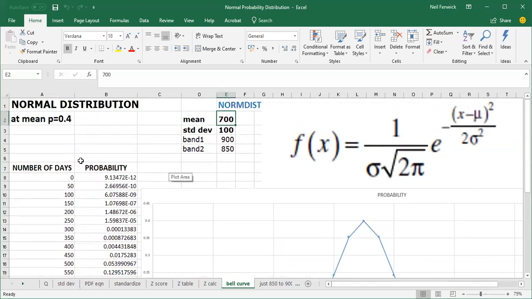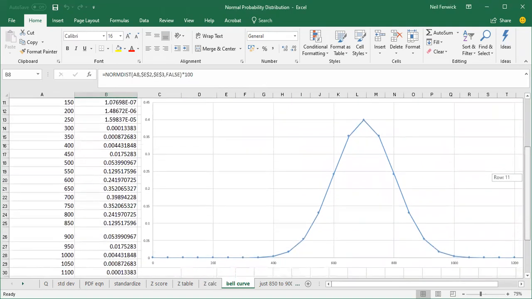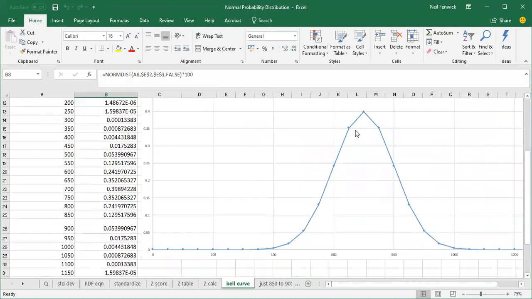What we have here, in the left-hand column, is the number of days, and we're going from 0 days, 50, 100. So we've got a resolution or a step change of 50 days. For each value of days, we're computing the probability based on our mean and standard deviation using this equation, as a built-in function in Excel called normDist. We do that for each number of days, and lo and behold, what we plot out is our normal bell curve shape, where we look at the mean of 700.